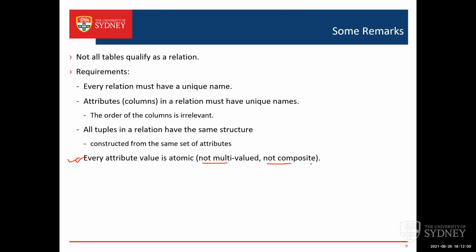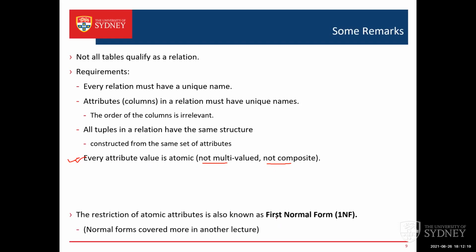Last week we learned about multi-valued and composite attributes. Hopefully you remember. Today I will also show you a few examples of that. Every attribute value must be atomic. We cannot have one attribute which can get multiple values or which may consist of multiple parts. This condition is formally known as first normal form. Don't worry about that. Today we'll just learn the term 1NF, first normal form. In another lecture, we are going to learn about different normal forms and discuss more there. The only thing you need to know right now is that every attribute value must be atomic.